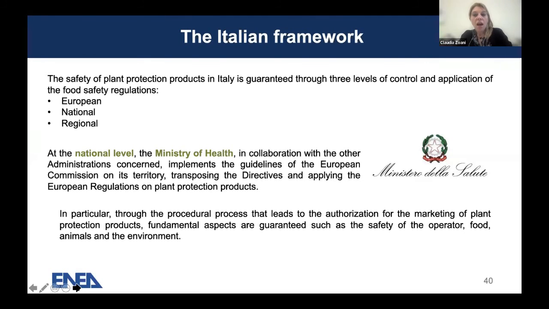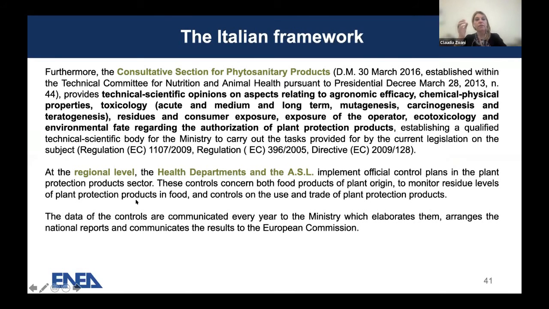Okay, then we have the consultative section for phytosanitary products that provides technical scientific opinions for agroeconomic efficacy, chemical, physical properties, toxicology, etc. And then we have the regional level with the health departments and the ALS that implement the official control plans in the plant protection products sector.